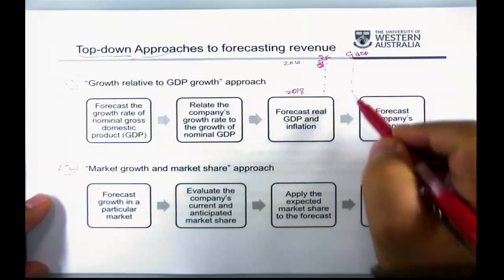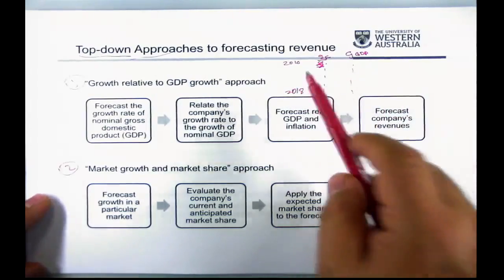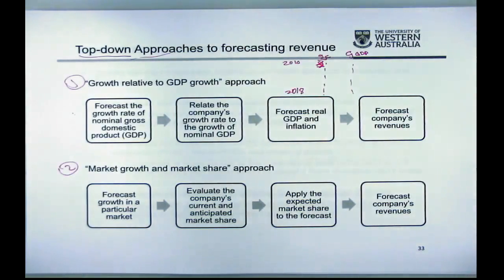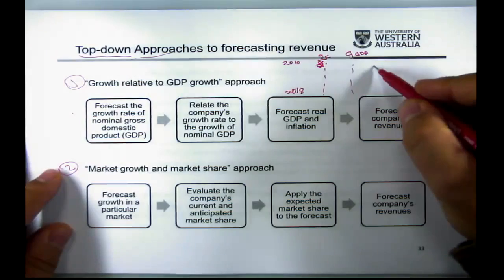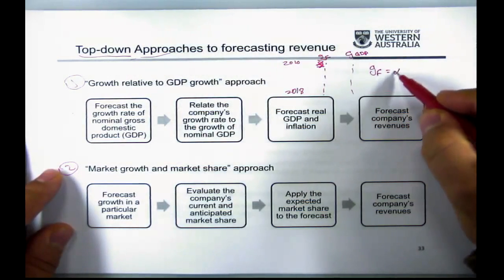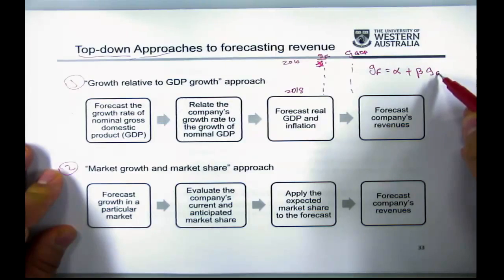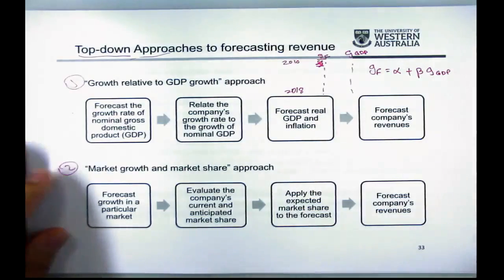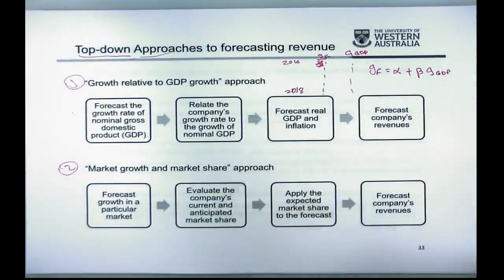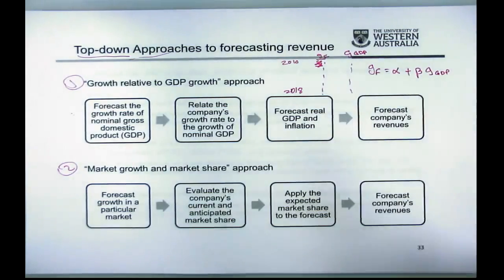And then you regress the growth rate of the firm sales on the GDP growth rate. We are using historical, actual data. We regress the growth rate of the firm on a constant plus the growth rate of the GDP. Once you regress, you will get the constant and the coefficient. Beta is the coefficient.